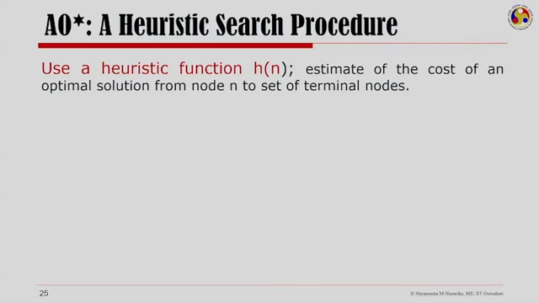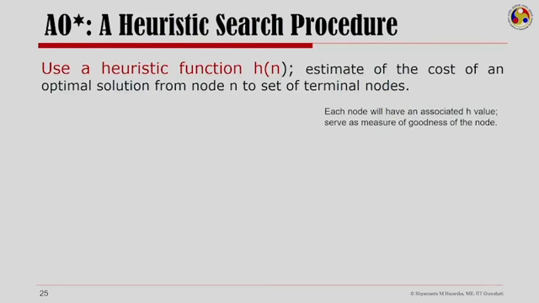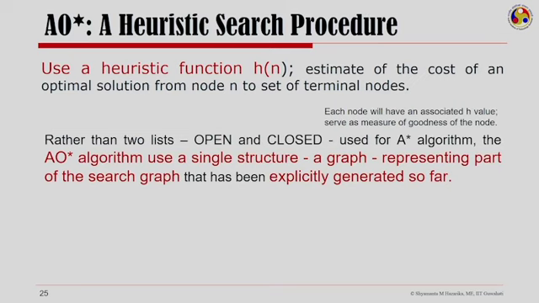We have a heuristic search procedure called the AO star algorithm that we will look at here. The AO star uses a heuristic function. It estimates the cost of an optimal solution from a node n to a set of terminal nodes, and each node is somehow connected to its successor. It remembers where it came from. Each node will have an associated age value that serves as a measure of goodness of the node.